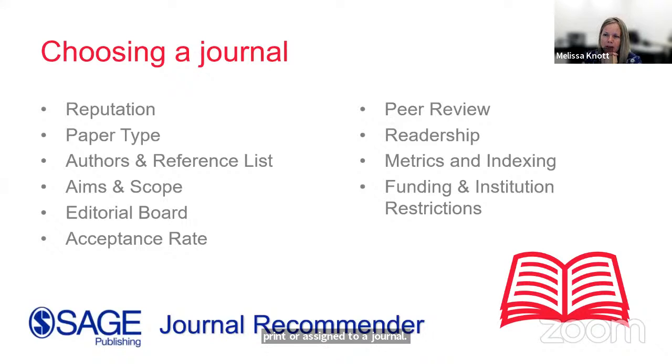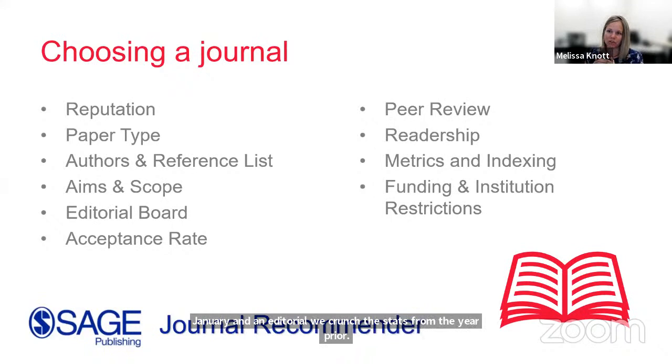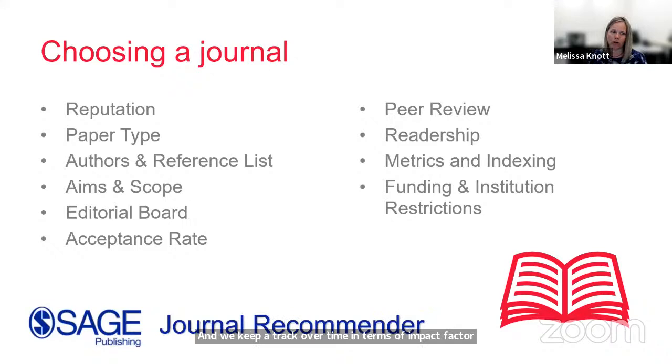Other journals, such as ours, publish those every January in an editorial. We crunch the stats from the year prior and we keep track over time of impact factor, turnaround times, acceptance rates, and so forth, so that it's easy to find. So if you can't find it on the webpage, maybe hunt for some editorials and see if they mention it there, hopefully on an annual basis, but it might not be there.